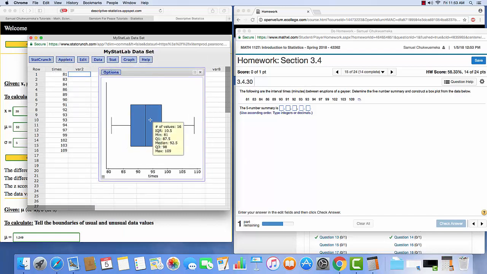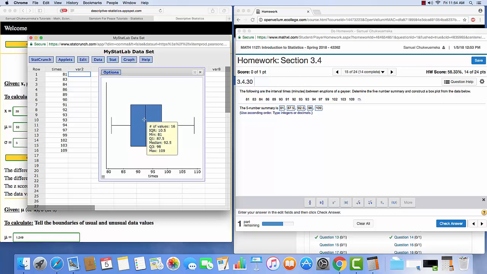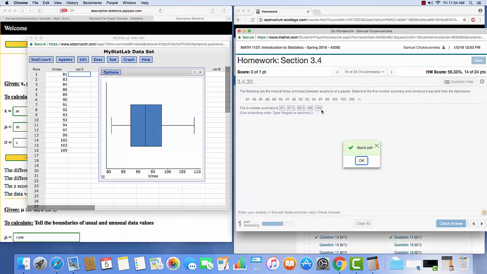So the minimum is 81. Then the type: integers or decimals. Okay. 81, 87.5, 92.5, 98, 109. Okay, let's make sure. All right. And you can press enter.